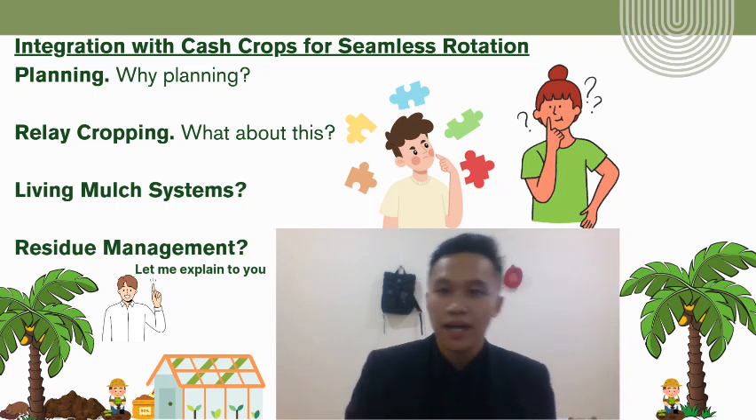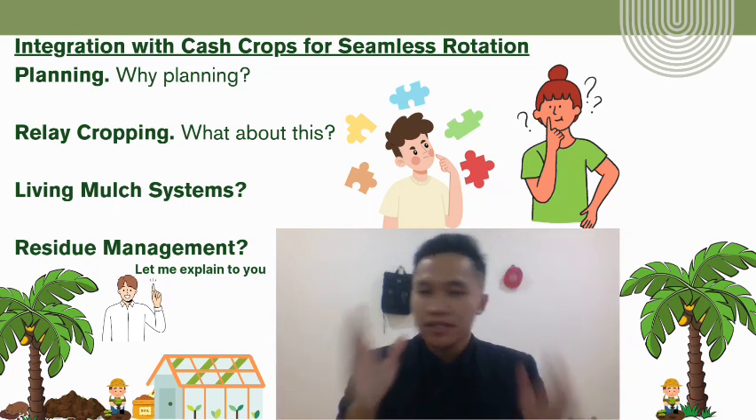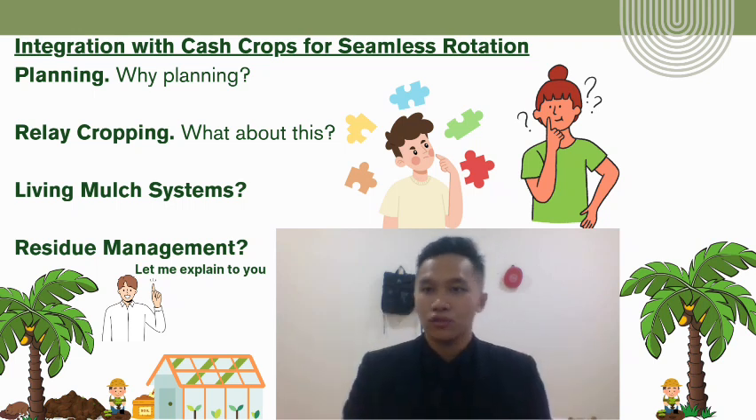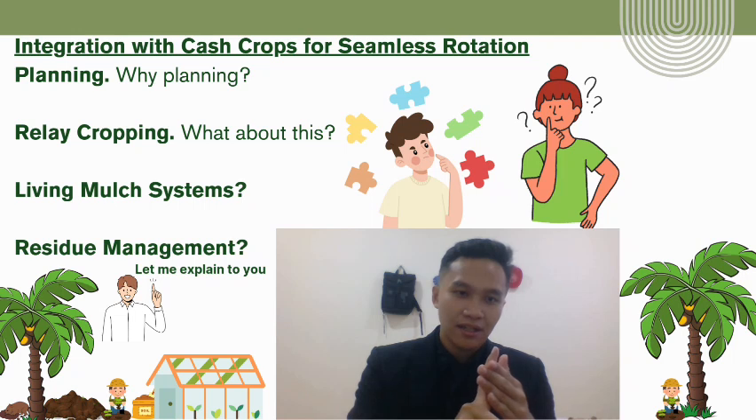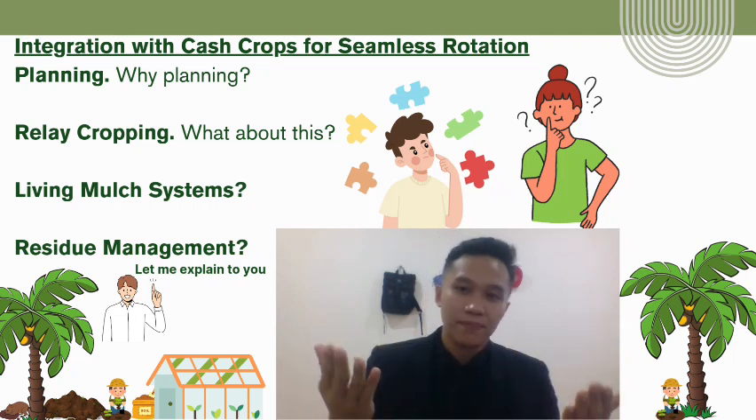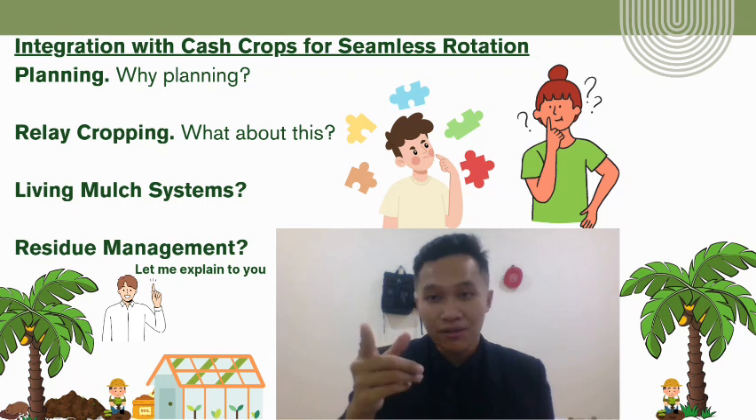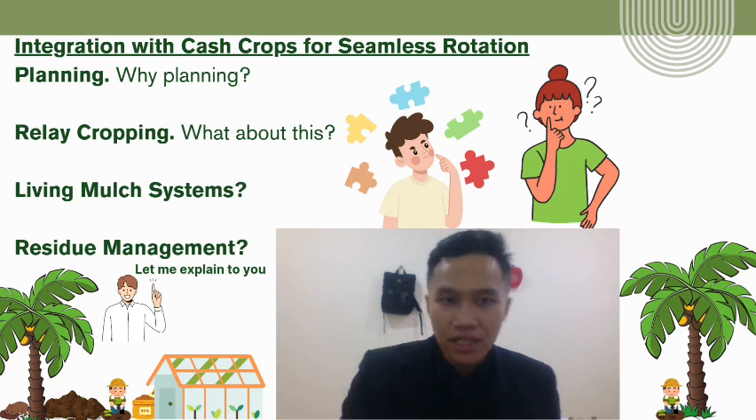Last but not least, we have integration with cash crop for seamless protection. This is so important to the cash crop. First of all, the most important thing is planning, the foundation of success. So what is planning? Planning is essential to ensure cover crops and cash crops work together, not against each other.